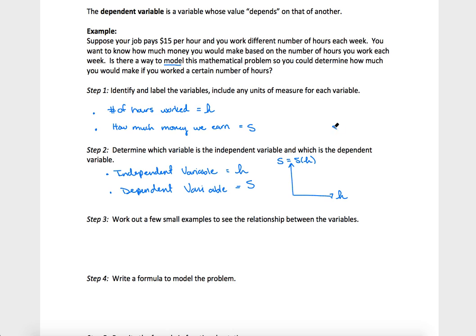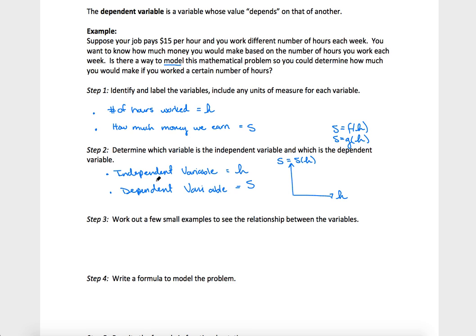You can say, I'm going to let S be F of H, or you can say, I'm going to let S be G of H. It's completely up to you. The F or the G, that's just a name that you're giving to the function. So you can name it anything that you want, as long as you define what that name is. So here, I'm calling the function S, and I'm saying that S of H means S, right, when my input value is H.